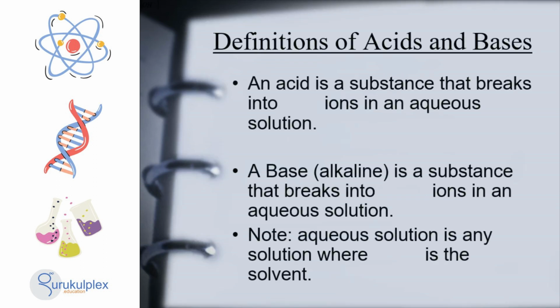Acids and bases are important components in our world. An acid is a substance that, when placed in an aqueous solution, breaks into positively charged ions that can be measured by a pH scale. A base is a substance that, when placed in an aqueous solution, breaks into negatively charged ions that can also be measured by a pH scale. Aqueous solutions are any solutions where water is the solvent. Understanding the reactions of acids and bases is important in order to better understand the world around us.